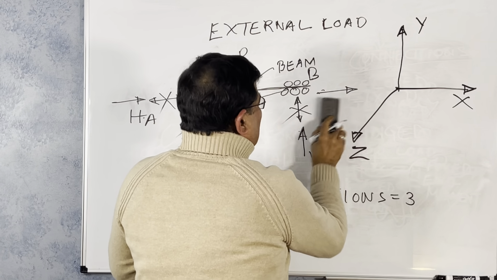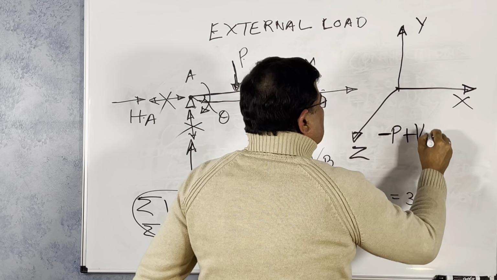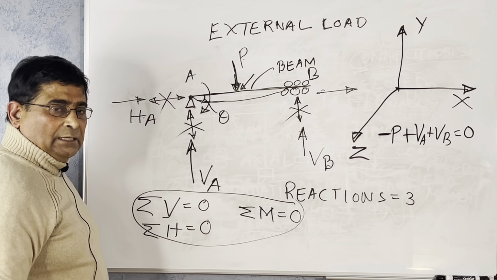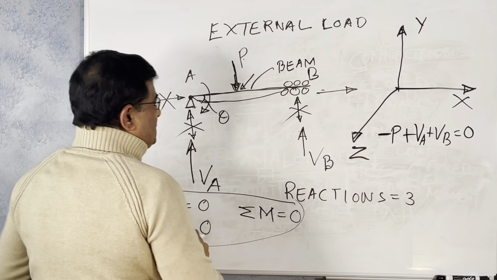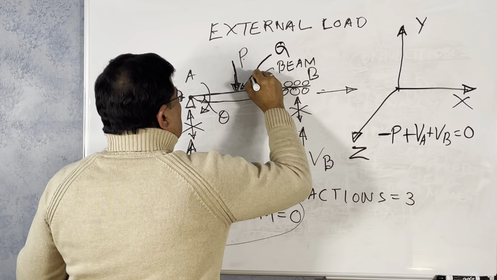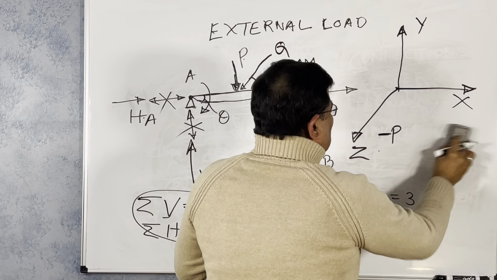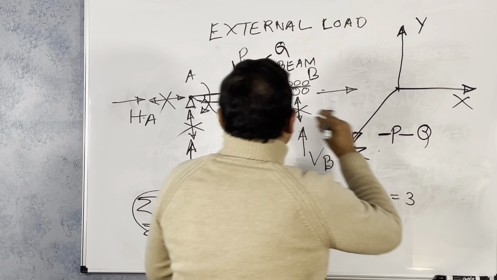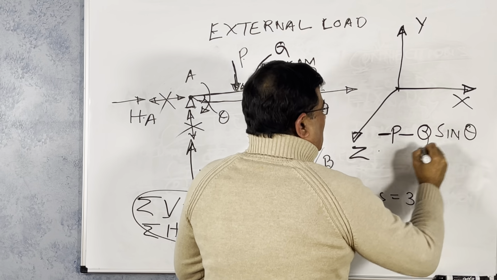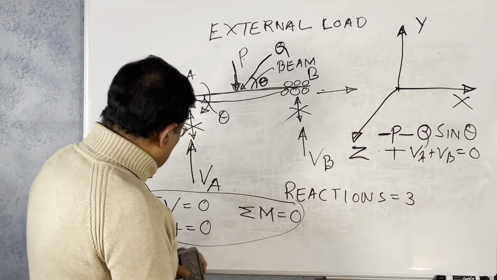Then let's write it here. Negative P plus VA plus VB equal to 0. Summation of vertical force is 0. Suppose we take another force, say Q, at an angle theta. Then another force comes into the picture, minus Q. The component of this in the vertical direction is sine of theta, so minus Q sine theta plus VA plus VB equal to 0. Summation of vertical force equal to 0 is a static equilibrium equation.